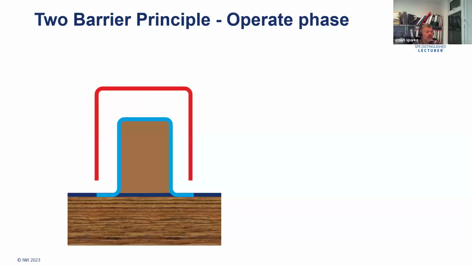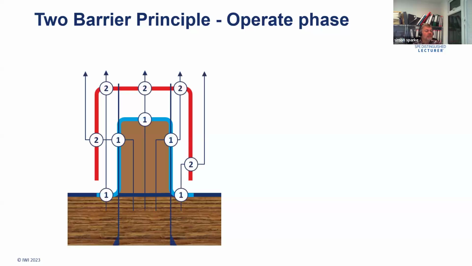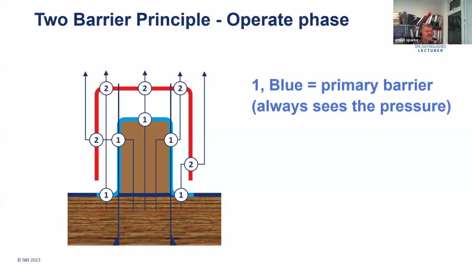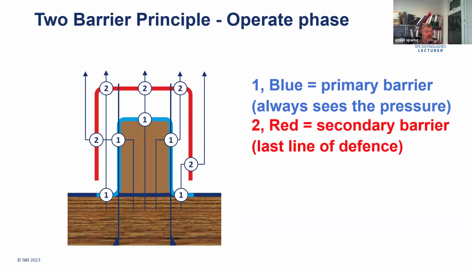So the primary barrier, the blue one you have here, always sees the pressure. It doesn't matter what you do, whatever the pressure is in the well, it always sees it. And the second barrier, the red barrier, is our last line of defense. That is the one that's also capable of withstanding the same pressure.